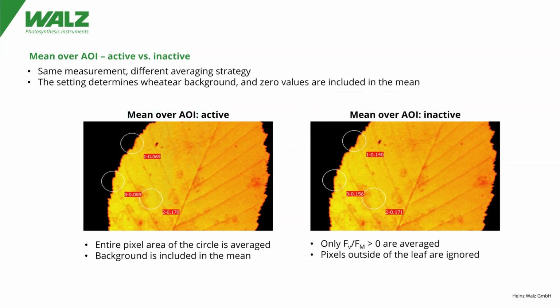The mean over area of interest option can be activated or deactivated in the software. When enabled, pixels with a value of 0 are included in the average, which can result in lower mean values. When disabled, these 0 values are ignored. The appropriate approach depends on the biological question. For example, necrotic areas can be included or excluded from the average, depending on the desired analysis.